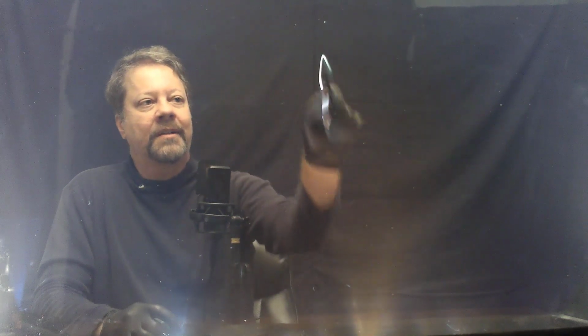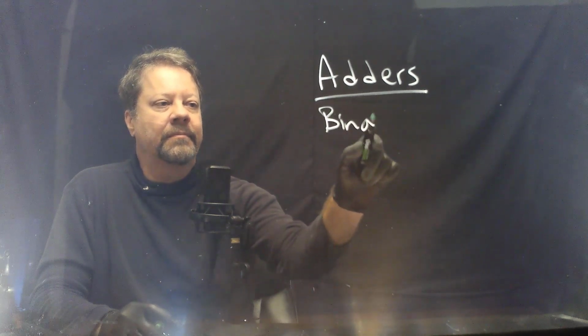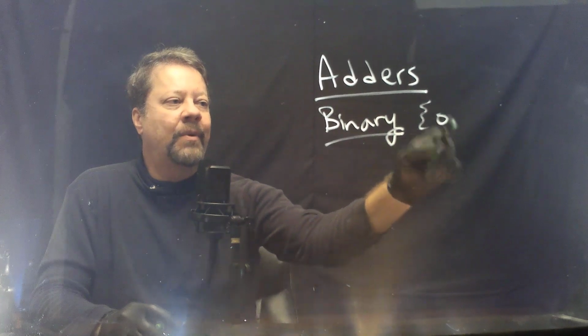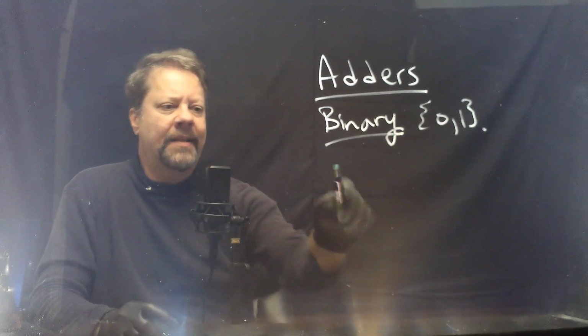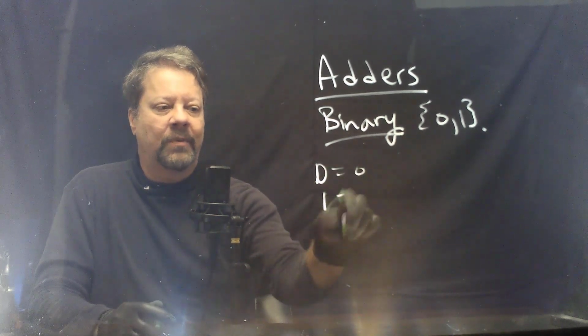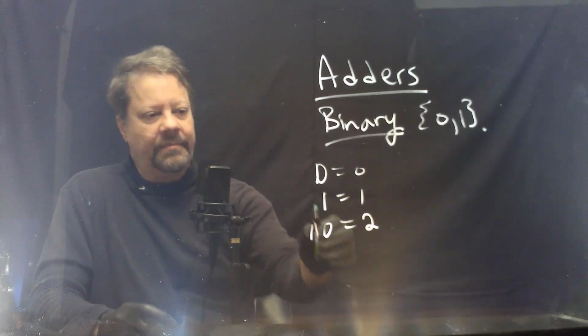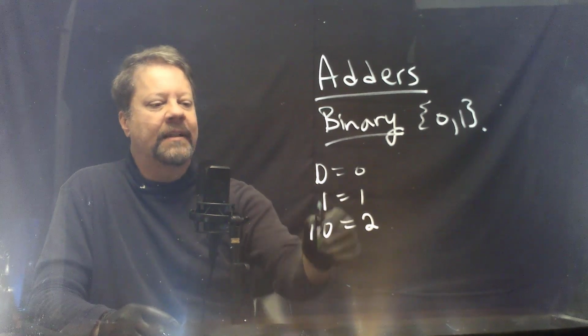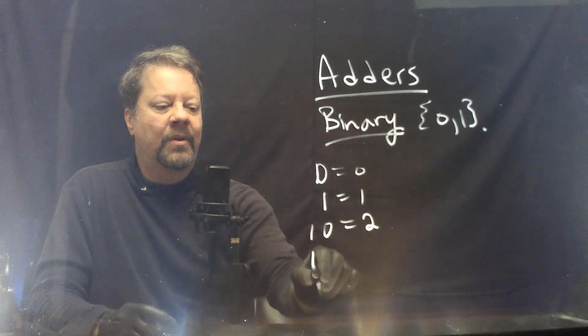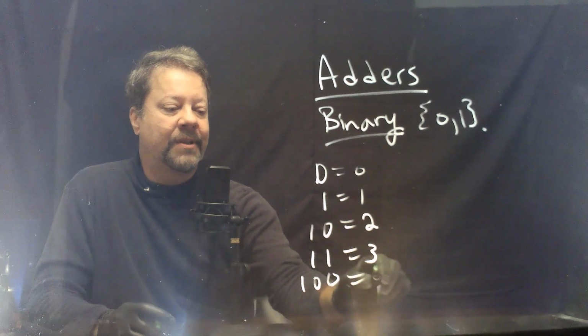We can use these types of circuits to construct adders, devices that will add binary numbers. Now in binary you only have zeros and ones, and so numbers are expressed like this. 0 is 0, 1 is 1, 1 0 is 2, because when you add 1 to 1 you have to carry this 1 over and then get a 0 here. 1 1 would be 3. If you add 1 to this you'll get 1 0 0, which is 4.